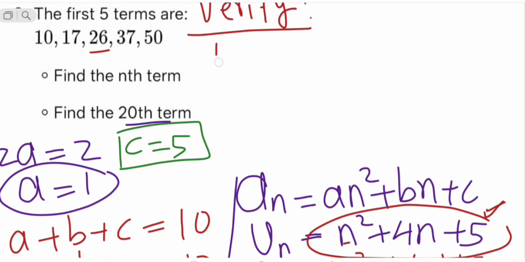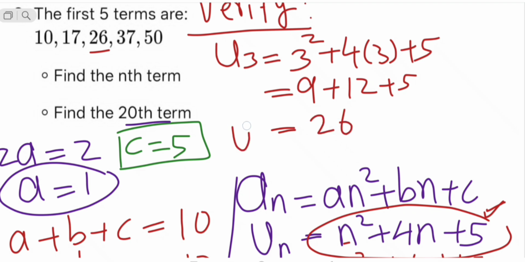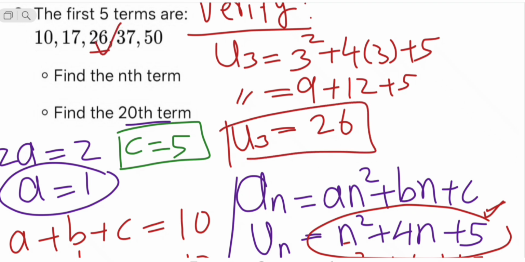Let's see. n is 3. Then n replaced with 3: 3 square plus 4 times 3 plus 5. So 3 square equals 9. 4 multiply 3, 12, plus 5. So we will add together, which is equal to 26. So the third term is 26. It is correct, verified. The nth term which we got is correct. Like that you can verify.